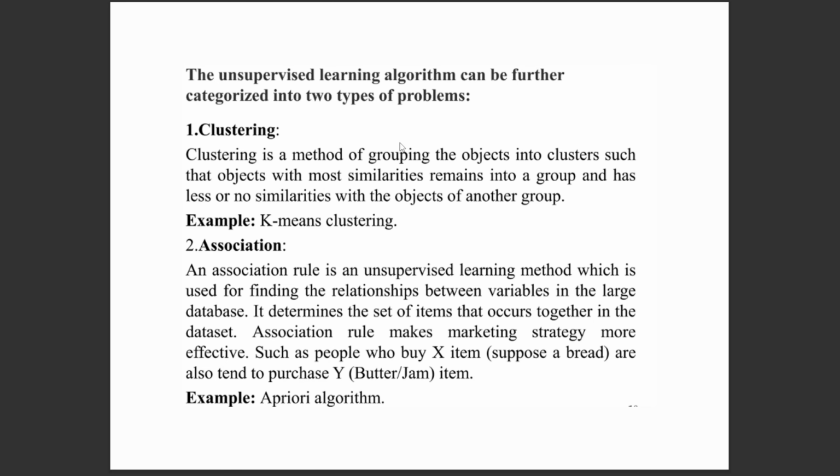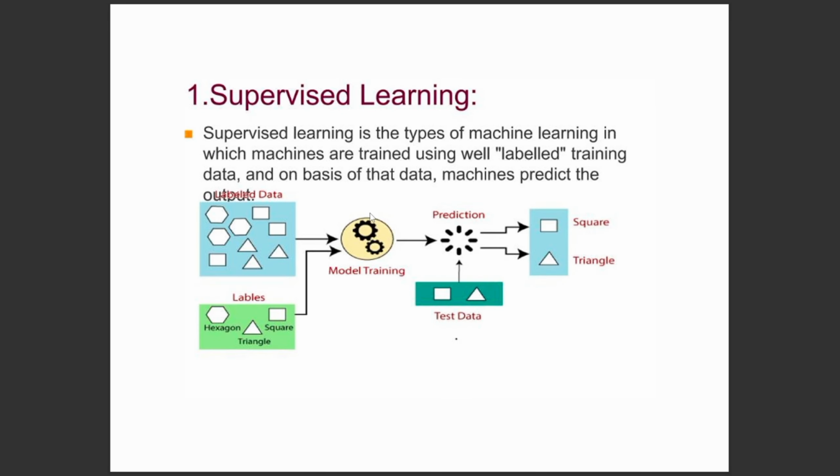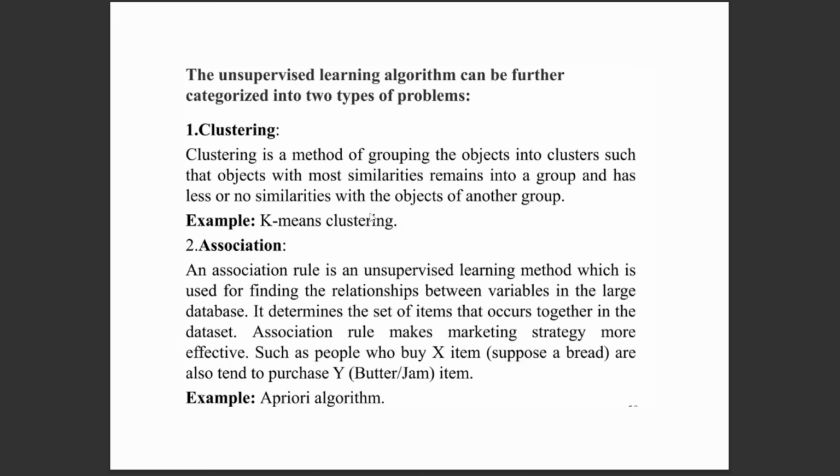The unsupervised learning algorithms can be further categorized into two types, like supervised learning. Here we can use clustering and association, and you can read what it says. Clustering is a method of grouping the objects into clusters such that objects with more similarities remain in a group and have less or no similarities with another group. And the algorithms we will use are k-means clustering, k nearest neighbor, and different other algorithms. And the second one is association.